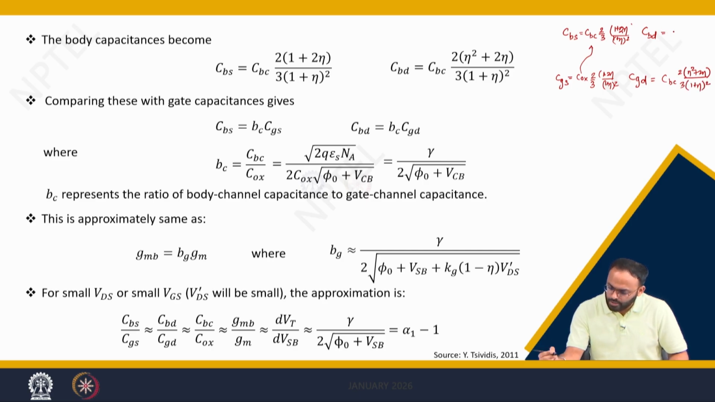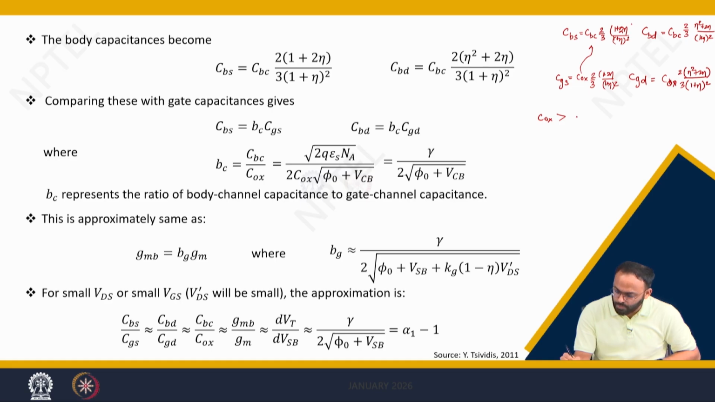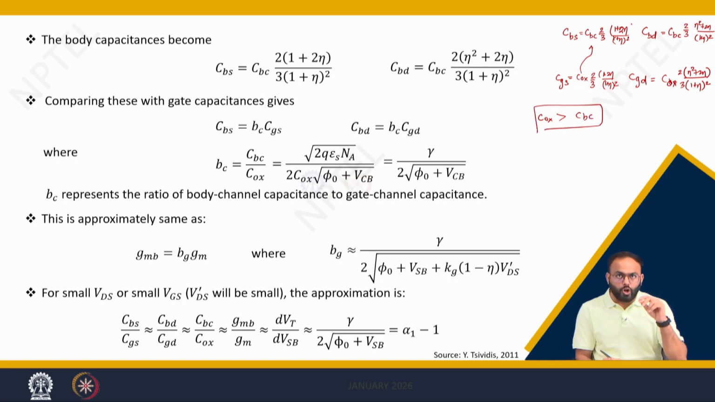Here this is COX and this is CBC, 2 by 3 into (eta square plus 2 eta) divided by (1 plus eta) whole square. Now which is larger? Obviously COX, because the oxide thickness is smaller and hence CBC is smaller. If the oxide thickness is smaller, COX will be larger and CBC will be smaller. So though CGS and CBS follow the same trend, the value of CBS will be smaller. We will see in our coming slides what is the trend of CGS and CBS.